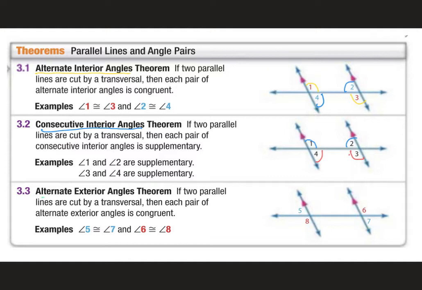Then I have alternate exterior angles. And this means opposite sides of the transversal, but outside the parallel lines, exterior. So 5 and 7 are alternate exterior. And then 8 and 6 are alternate exterior. And these two angles have to be congruent to each other, so they'll have the same degree measurements.